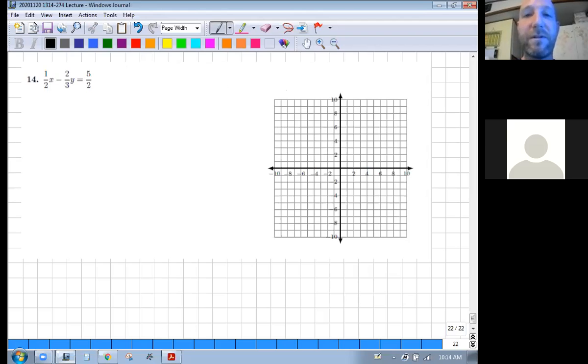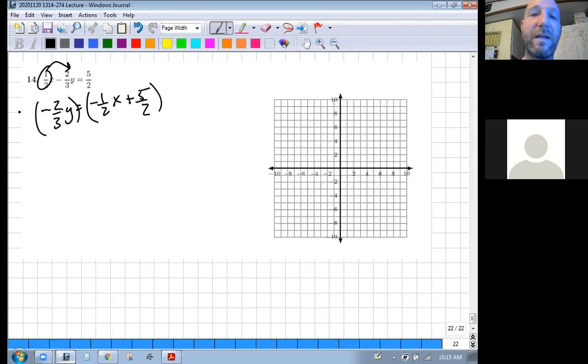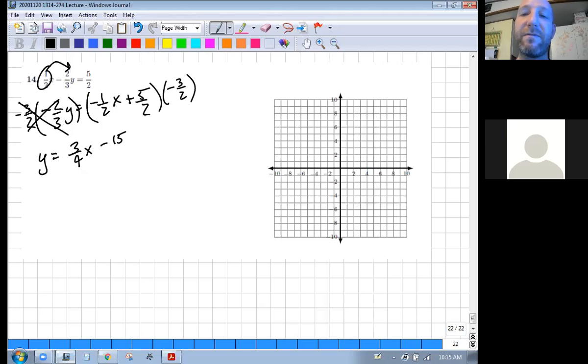All right, let's aim for the slope-intercept form again. We got -1/2 x plus 5/2, just moving that over here. So now let's multiply both sides of this by -3/2. So these 2's go away, the 3's go away, and we have y equals. So -1/2 times -3/2 would be +3/4. Then we get a -15/4.